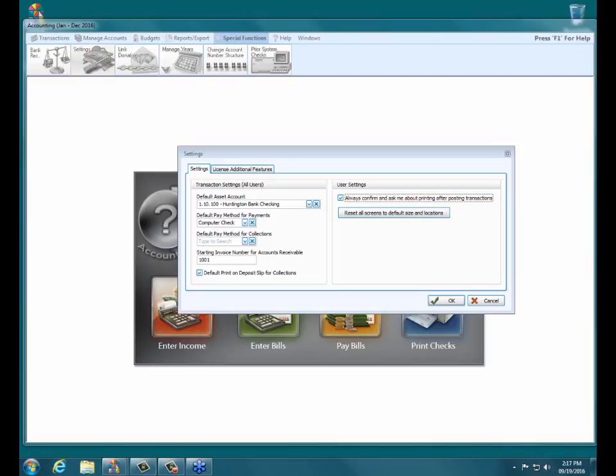Yeah, the difference is that the transaction number is created after I post. So if I want the transaction number to be included on my transaction report, which is what I would want, I would hold off and print those after I post.